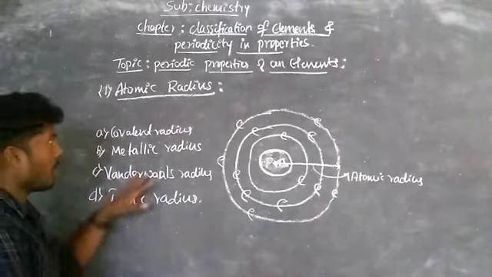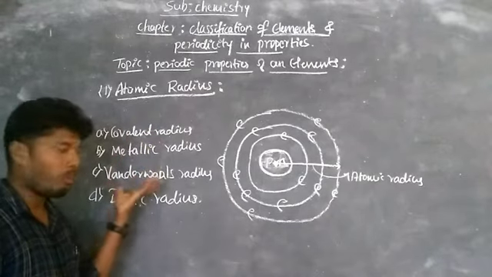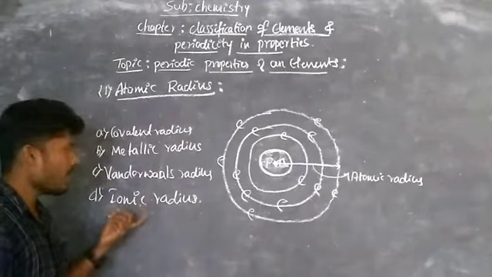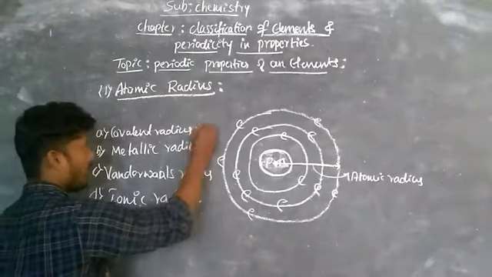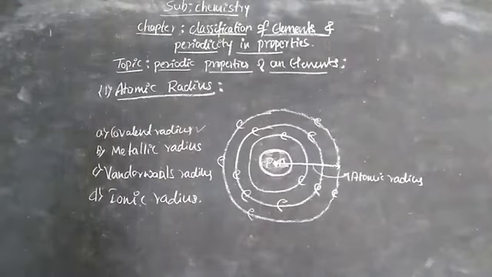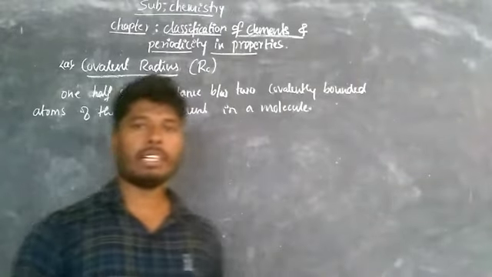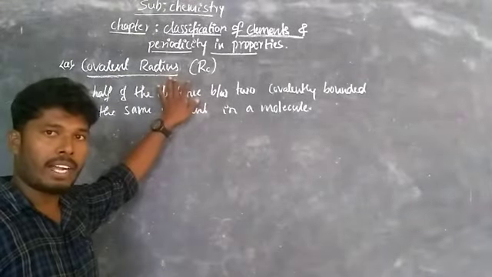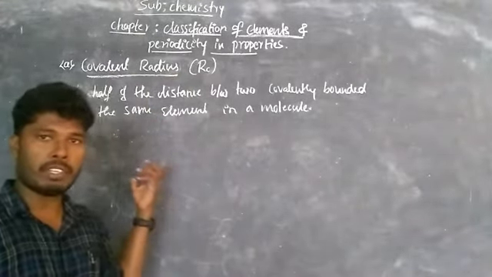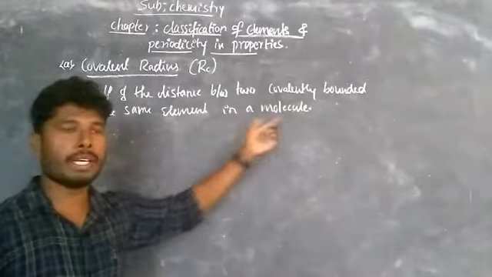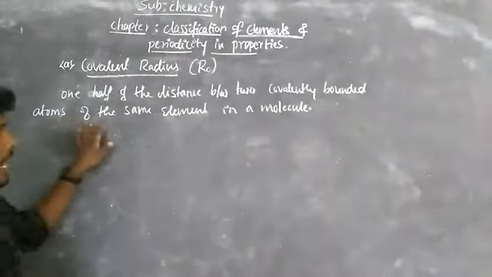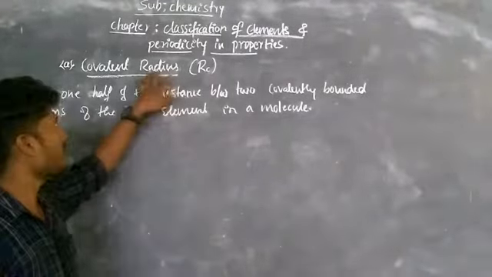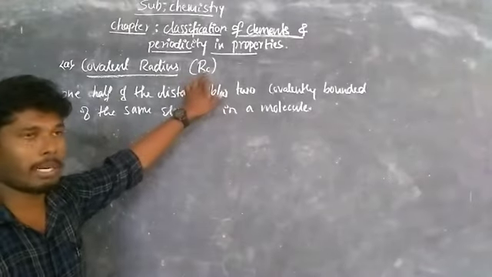Atomic radius can be studied further in four types, that is covalent radius, metallic radius, Van der Waals radius, then ionic radius. Now take the first one, covalent radius. This covalent radius is defined as one half of the distance between the nuclei of two covalently bonded atoms of the same element in a molecule, and it is indicated by RC.